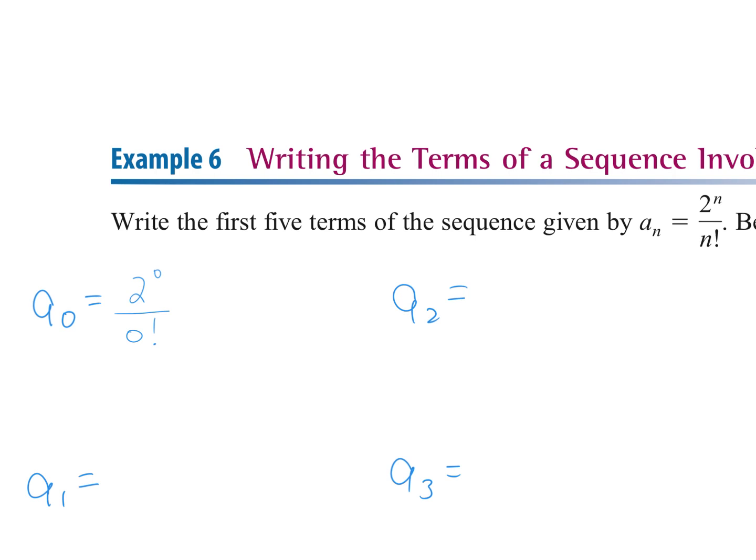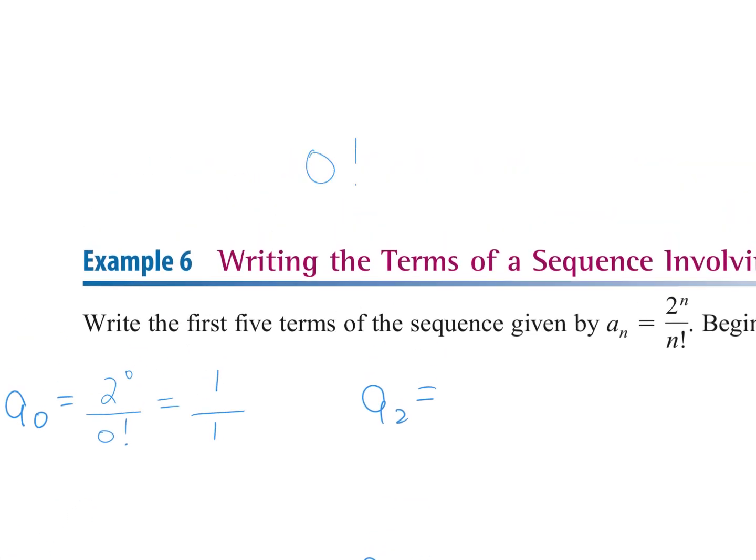What is 2 to the 0 power? 1. And what is 0 factorial? Anybody know? 0 factorial actually equals 1. 0 factorial equals 1. Like anything to the 0 power equals 1. So that's good information to know.